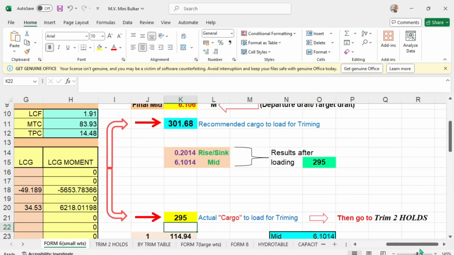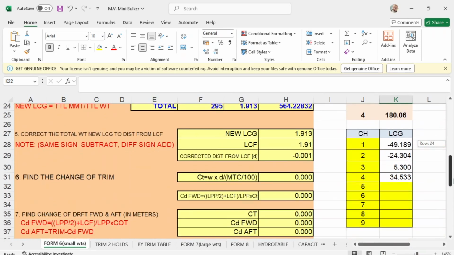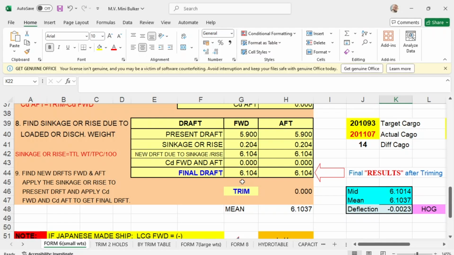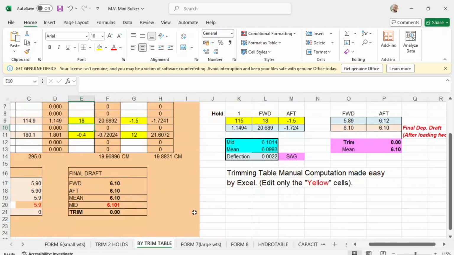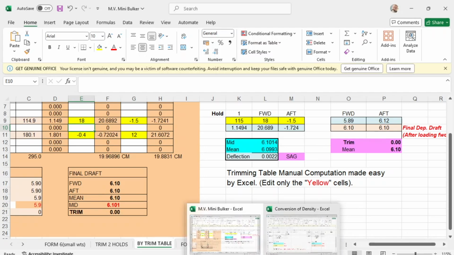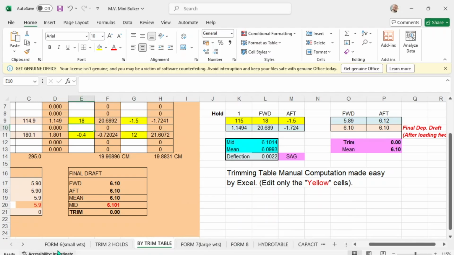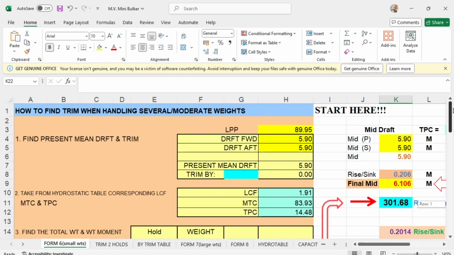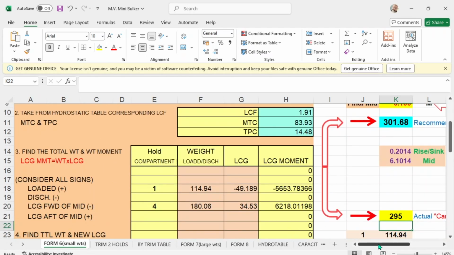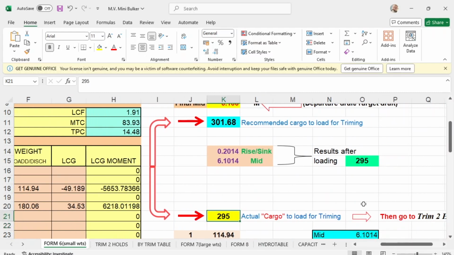On the other program, what will be departure drop? You have here 6.104, 6.104, zero trim, and 6.103, and you have a zero deflection. In the trim table you will also have 6.10, 6.10, and 6.10. For me, I would follow the program of what she has recommended, which is 301.68.